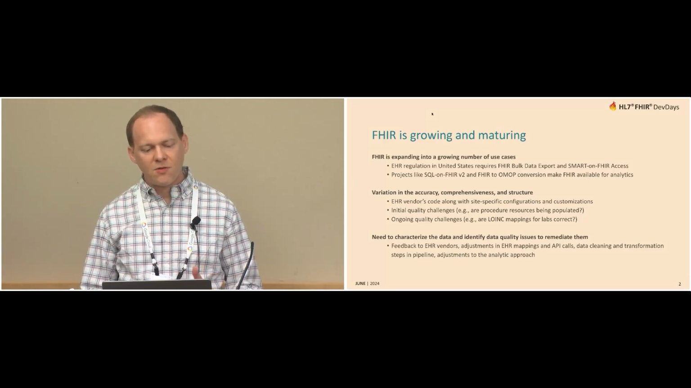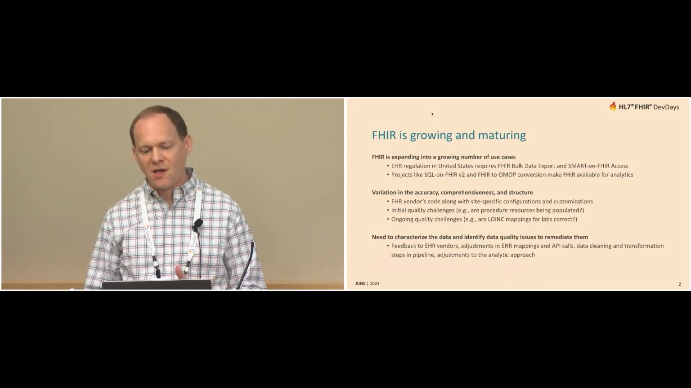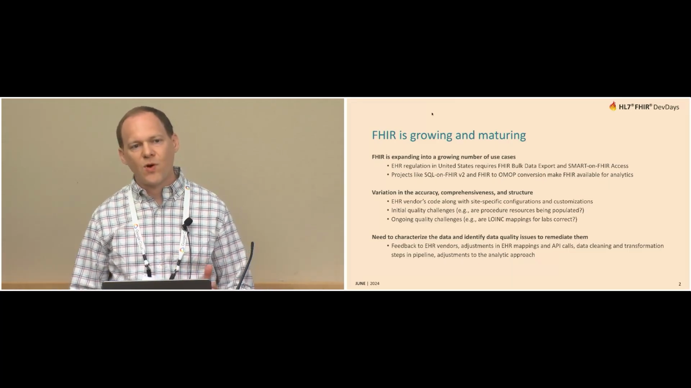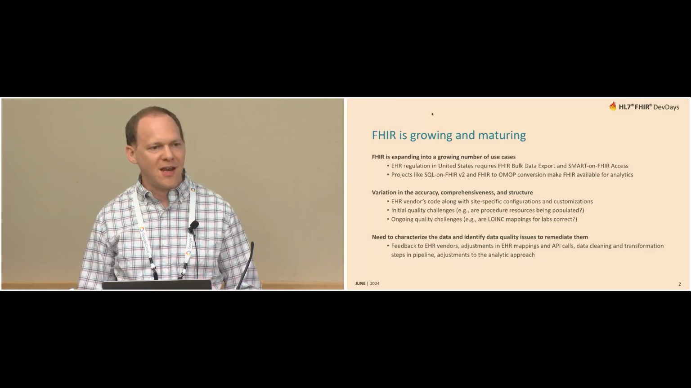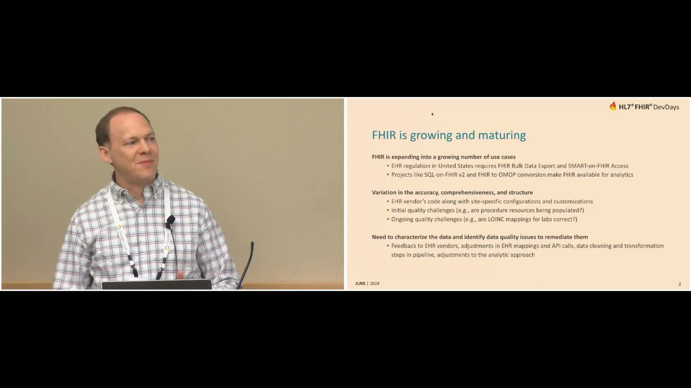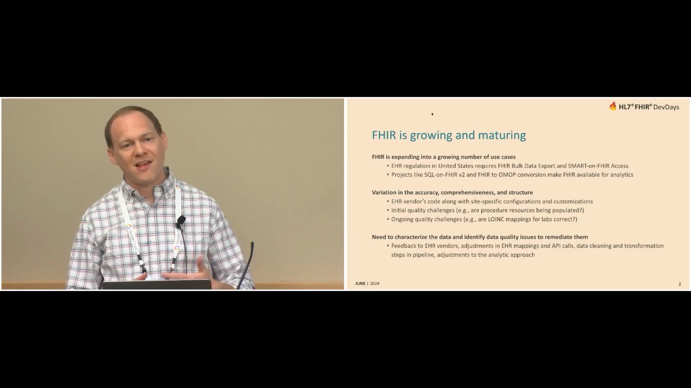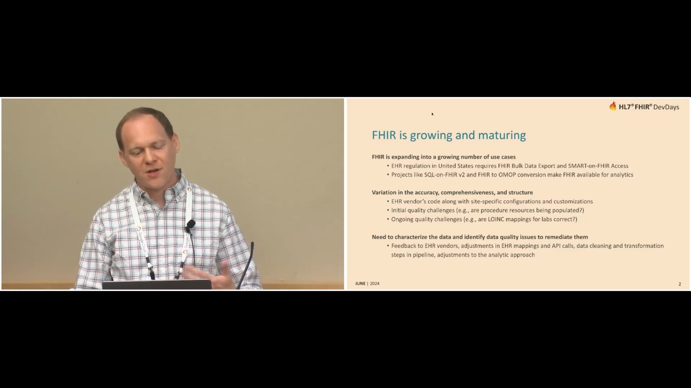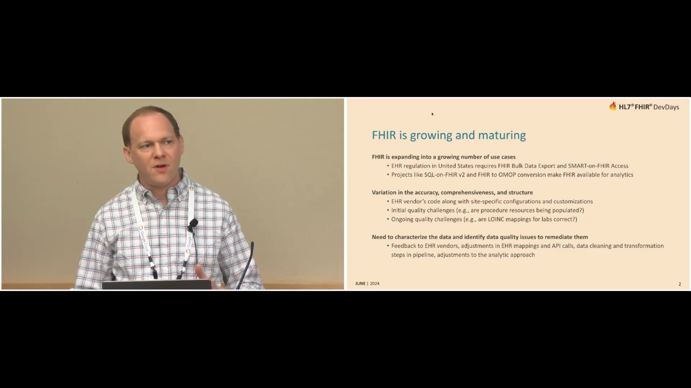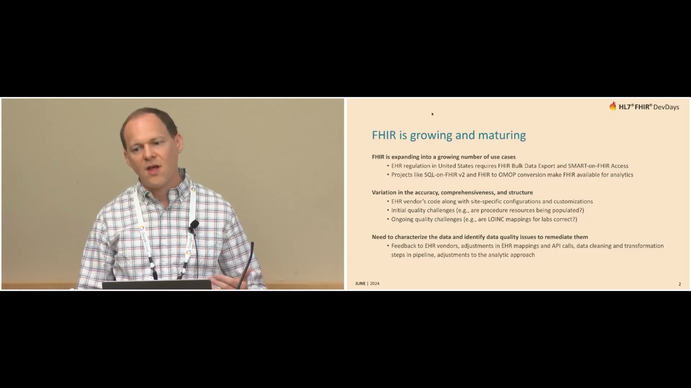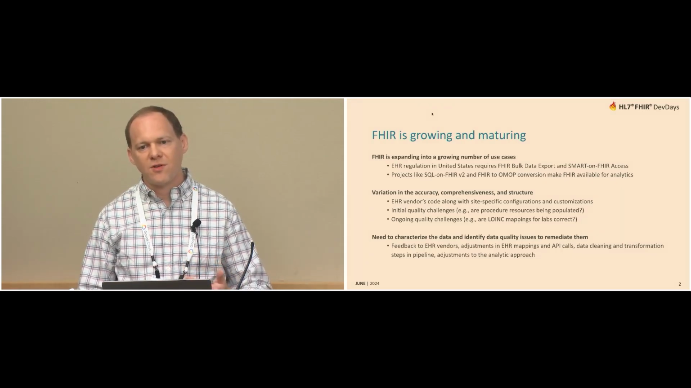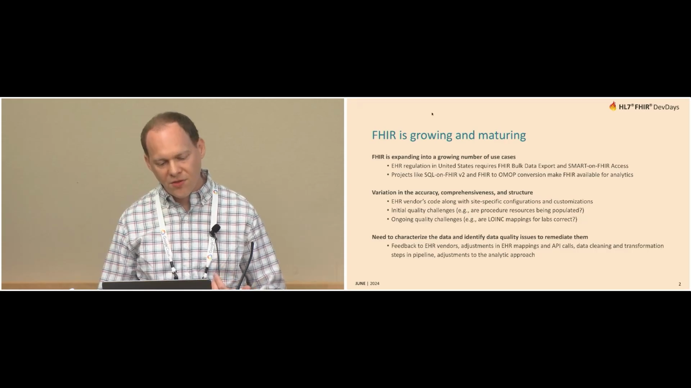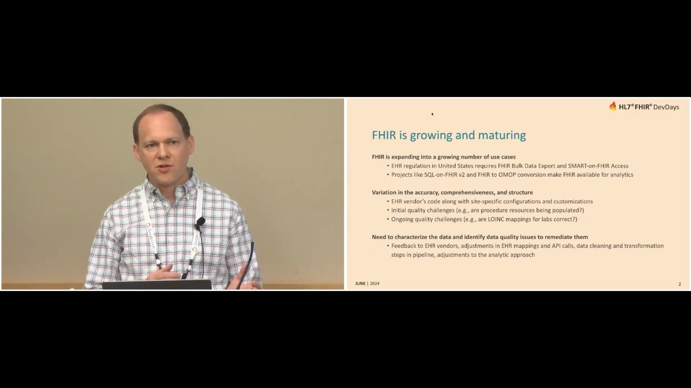At the same time, there's a lot of variation in the accuracy, comprehensiveness, and structure of FHIR data. So we're not perfect yet. When I was doing EHR implementations, we used to say that every health system is a snowflake. And so each EHR often has extensive customization to work with a particular health system. So even if you have really good mappings at the EHR level, you still may have a lot of data variation when you actually pull your data at a health system. And that creates initial quality challenges.